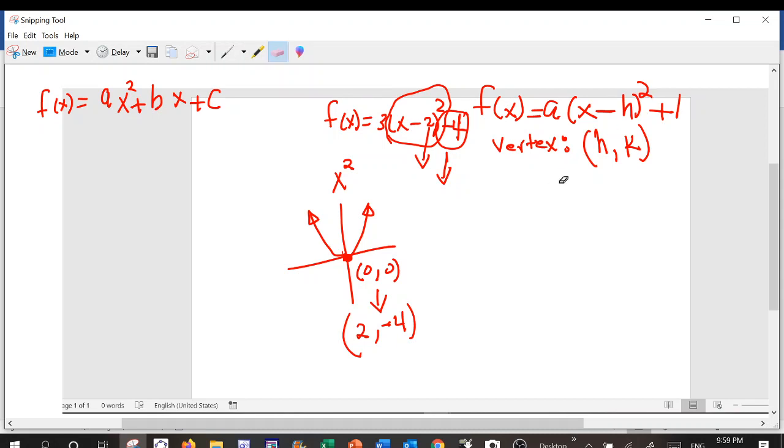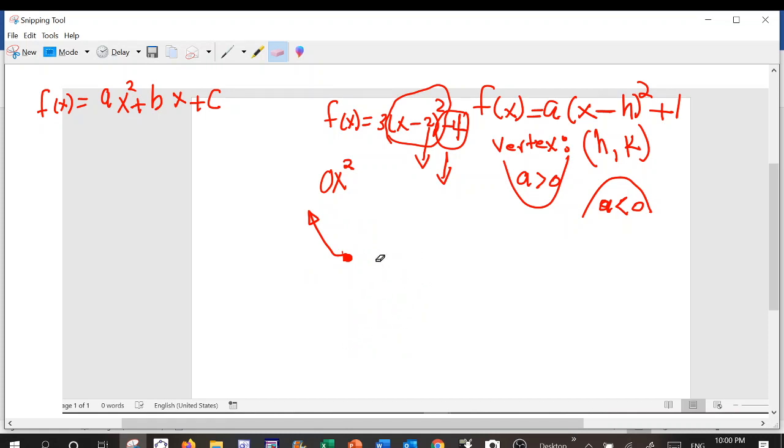And also we know that the number right here, if it's negative, that means we have a reflection over the x-axis. And if it's positive, of course it stays the same way, right? So that means if a is positive, then this opens up. And if a is negative, this opens down. Okay? All right.